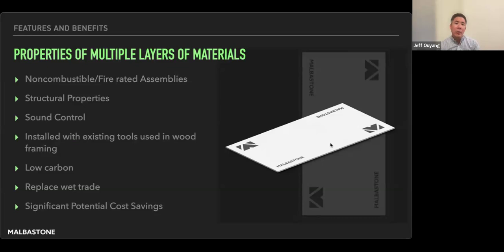It also has good sound control properties, especially for floor and wall assemblies. And it can be installed with existing tools used in wood framing. It's at about 80 pounds a sheet. You're talking something that's heavier than plywood, but it's considerably lighter than the other precast concrete panels and boards that are available today.